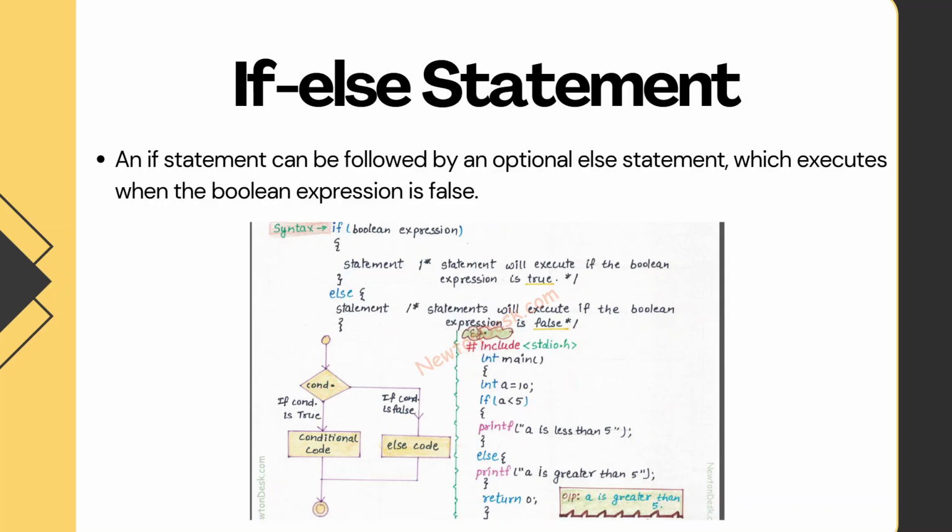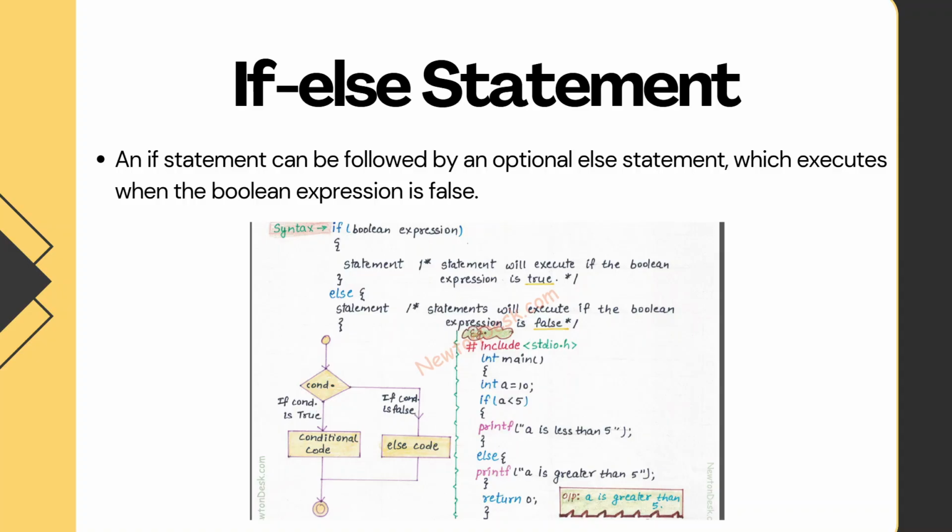If else statement. An if statement can be followed by an optional else statement, which executes when the Boolean expression is false. For the syntax, if, inside that we put the Boolean expression, and if the condition is true, then the statements inside the if block are executed. If the if condition is false, then we execute the lines of code inside the else statement.